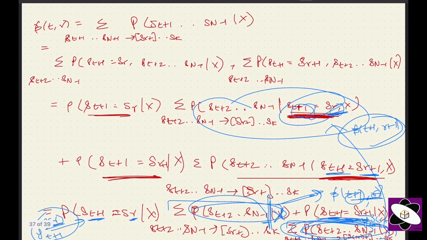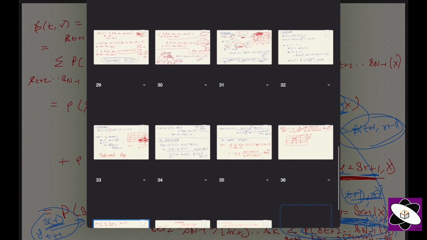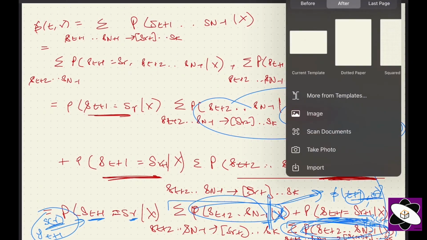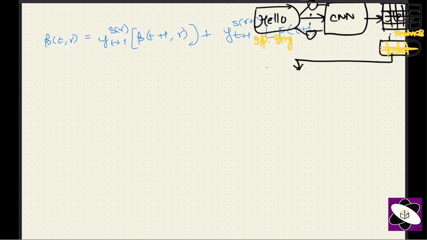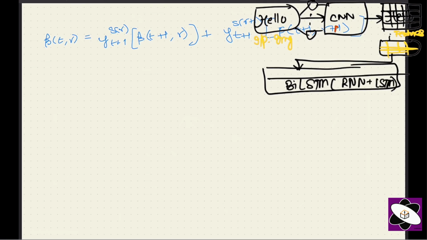Now what I can show you is β_{t, r} is equal to γ_{t+1, s_r} into β_{t+1, r} plus γ_{t+1, s_{r+1}} into β_{t+1, r+1}.